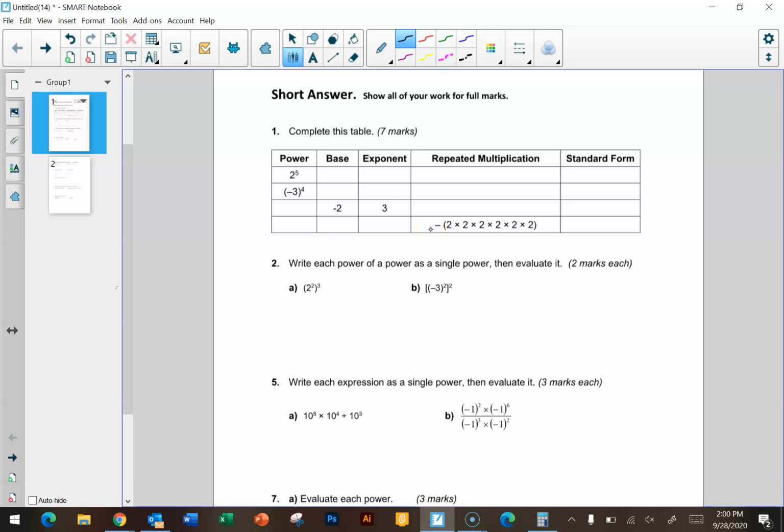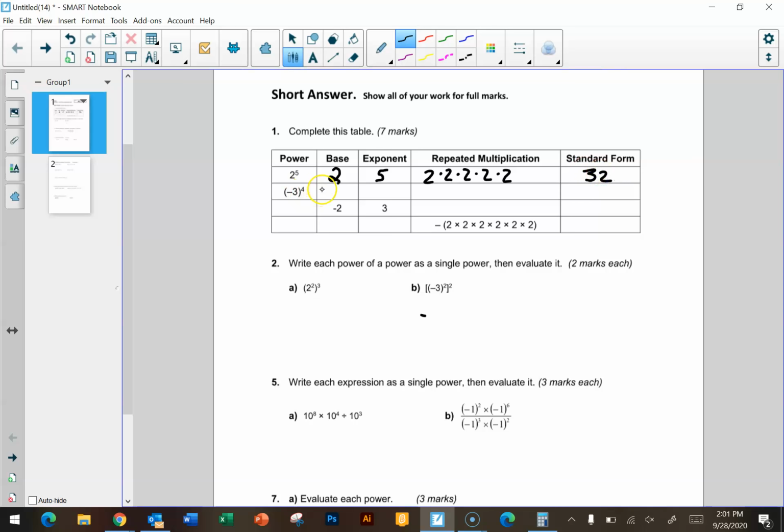For this chart, complete the table. We've got powers, bases, exponents, and repeated multiplication, and then the standard form of a number. So if I have a power that's 2 to the power of 5, the base is 2, the exponent is 5, the repeated multiplication is 2 times 2 times 2 times 2 times 2, that's 5 times, and then the standard form is just the final answer. So it's 2 times 2 is 4, times 2 is 8, times 2 is 16, times 2 more is 32.